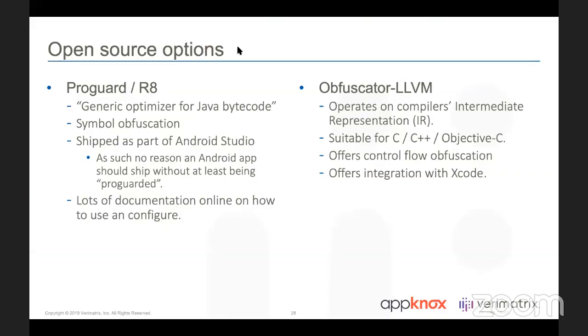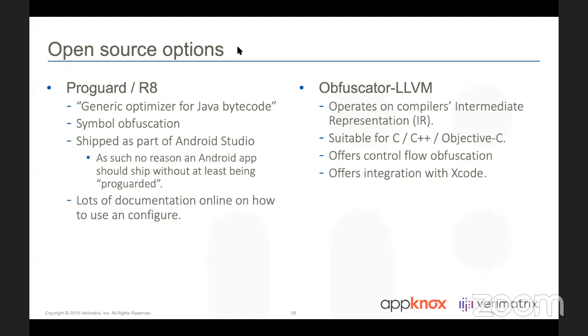So the good news is there's open source options available. If you're developing for Android, then you have probably heard of ProGuard, or more recently R8. And these come as part of Android Studio. Google provides them with the tools to develop Android applications. They provide you with an obfuscator, which historically has been ProGuard. They're currently rolling out R8 as a replacement to ProGuard.